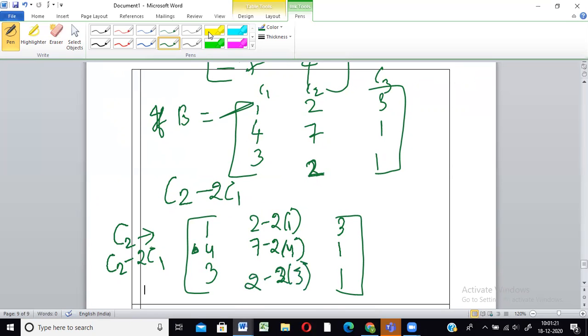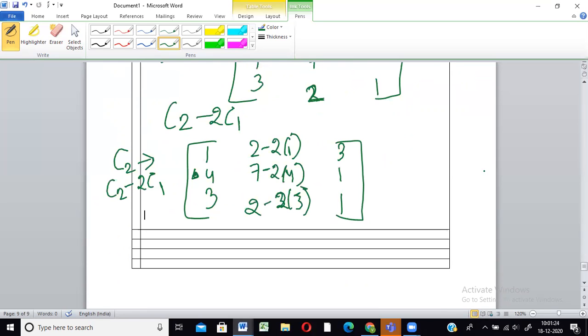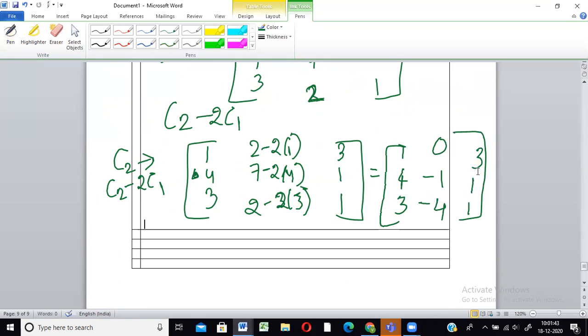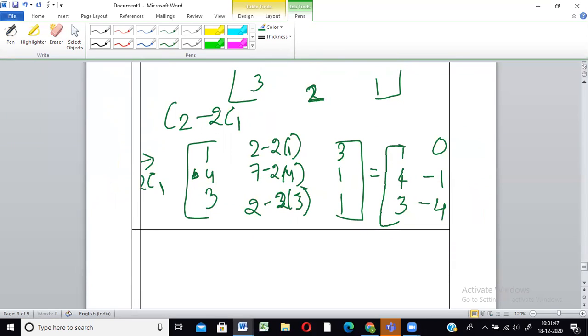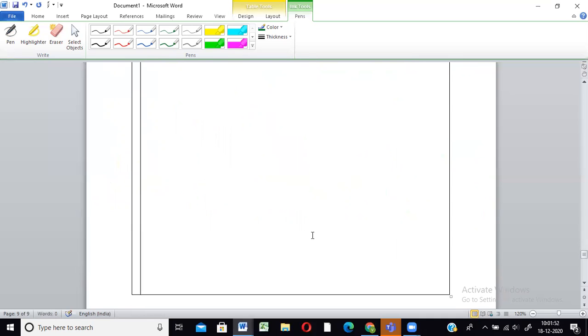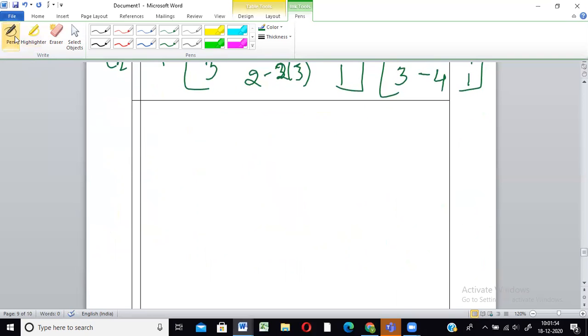Okay, so all these things we're writing, and now 1, 4, 3, 2 minus 2 gives us 0. 7 minus 8 gives us minus 1. 2 minus 6 gives us minus 4. 3, 1, 1. Okay, yes. So this is the final answer. Let's do it for rows as well. One example on row transformation.